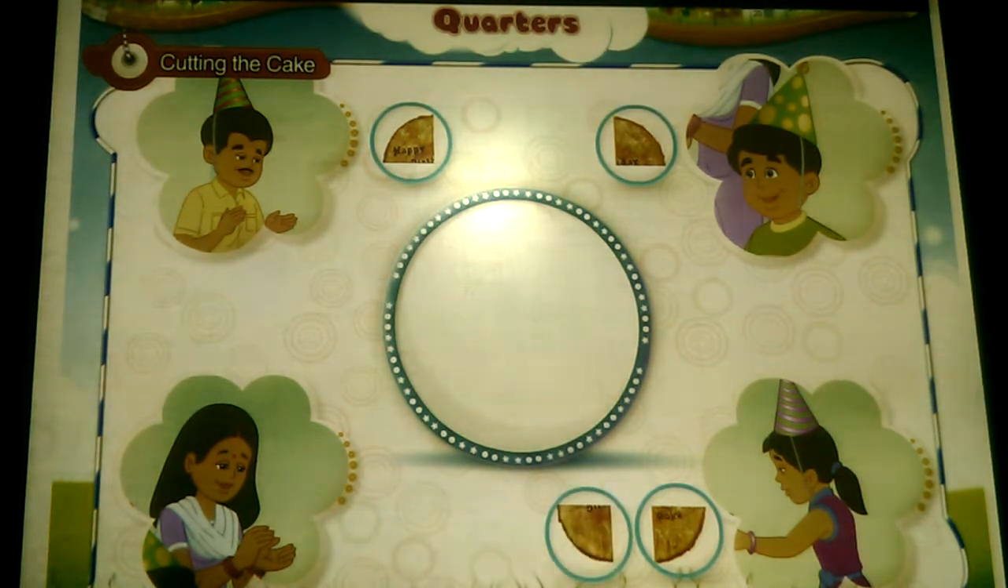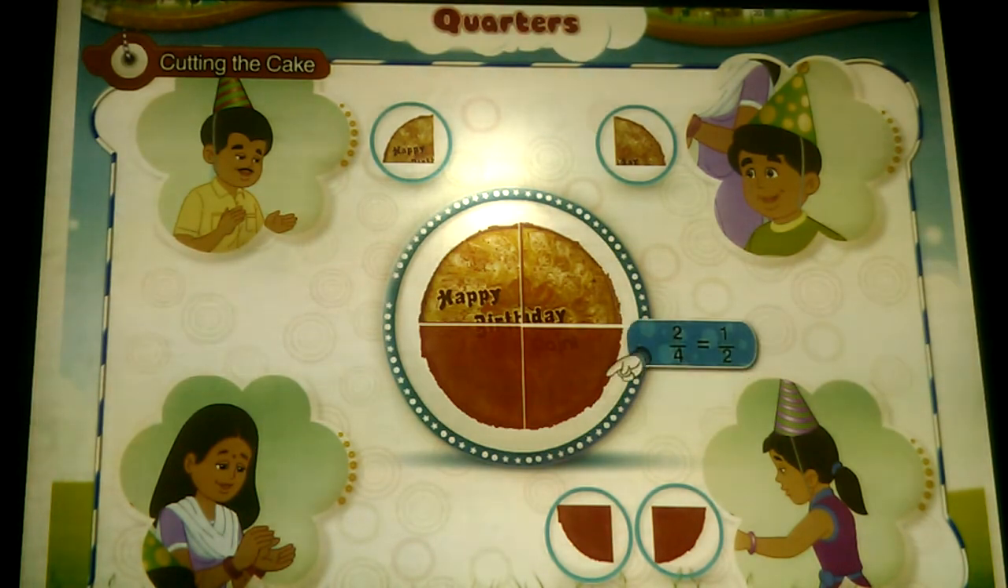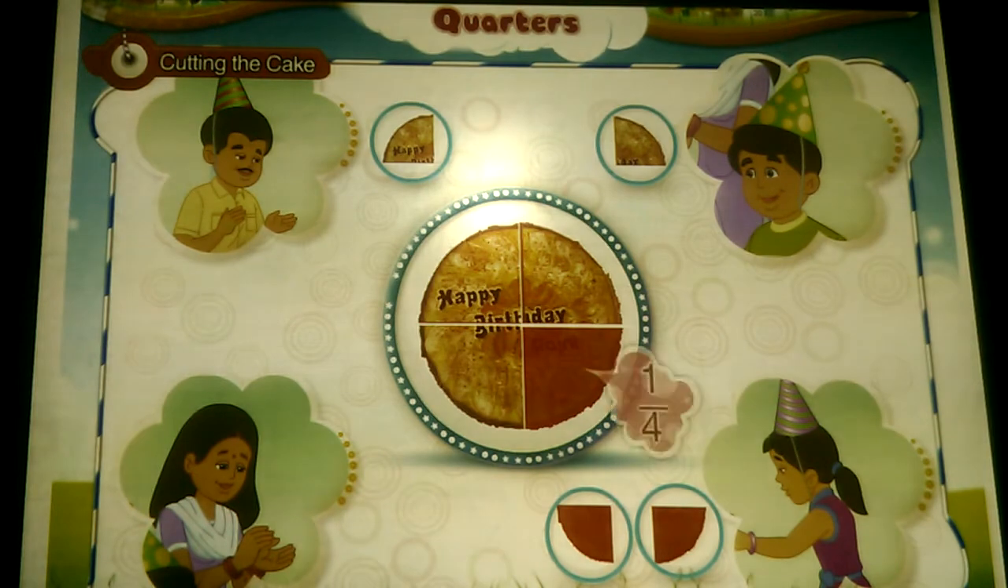The mother gave her share of cake to Rajni. Now color the total part that Rajni will get. Out of 4 parts, Rajni will get 2 parts, which is exactly equal to half of the cake. So we can write it as 2 upon 4 or 1 upon 2. Before Rajni's mother gave her share to Rajni, she had only 1/2 of the cake, which was 1/4 of the total cake. Color the share Raju got.